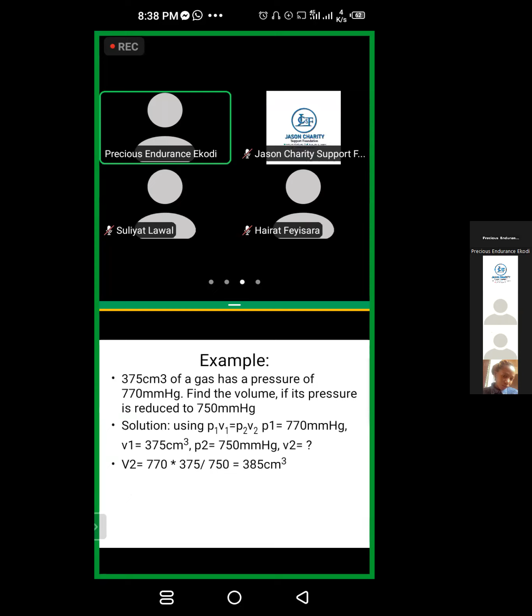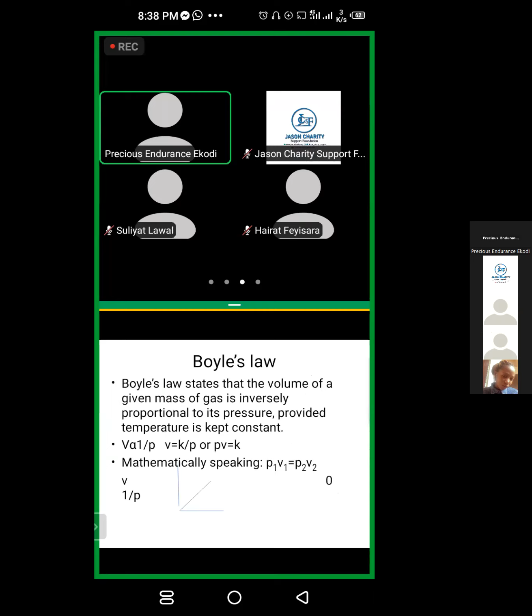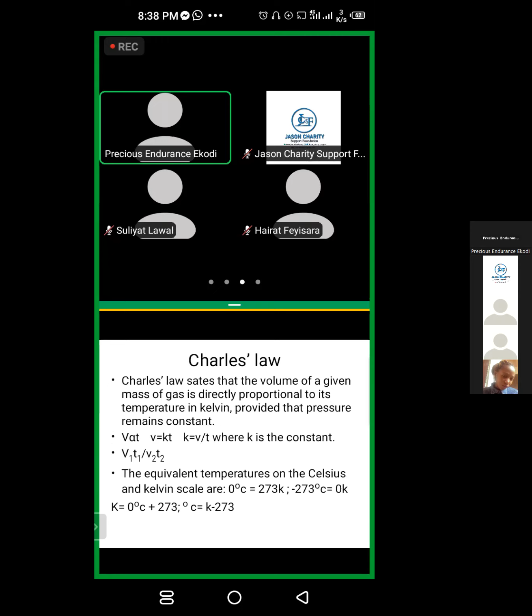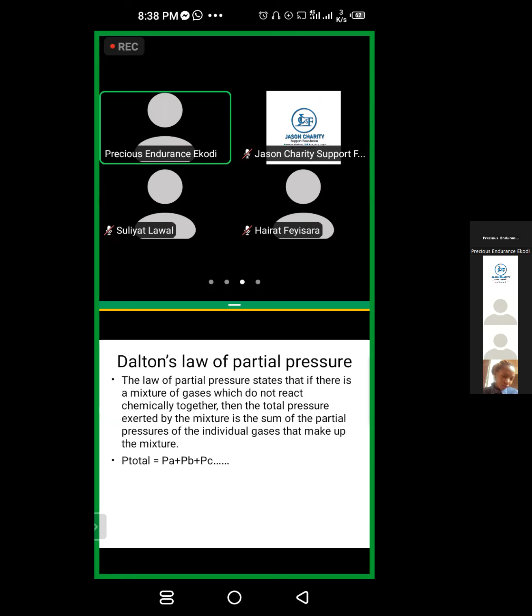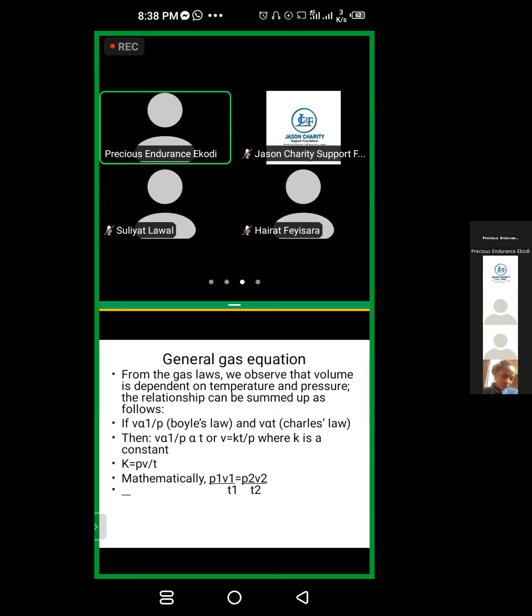Okay, since there are no questions, please let's not forget that when we are dealing with gases, we have to always convert the temperature to Kelvin, which is adding 273, either adding or subtracting depending on what you're supposed to do. And basically, for all these gases, the parameters we deal with are pressure, volume, and temperature. And we've talked about all the laws that deal with gases.